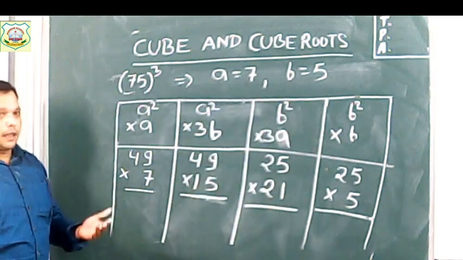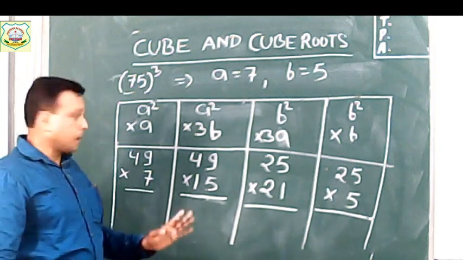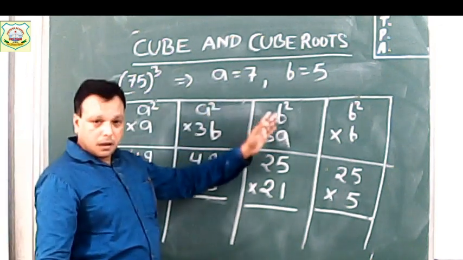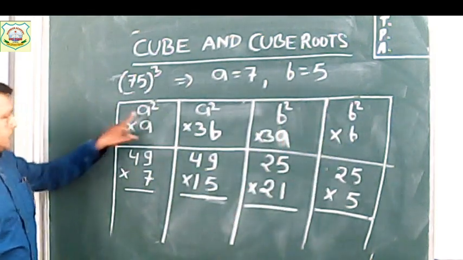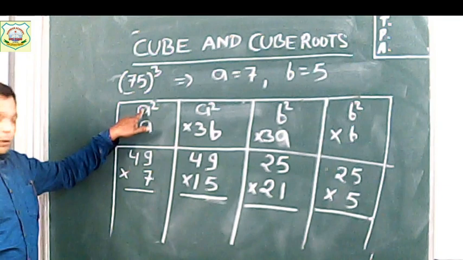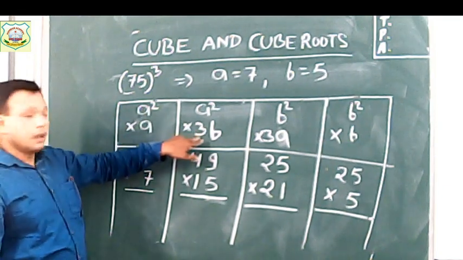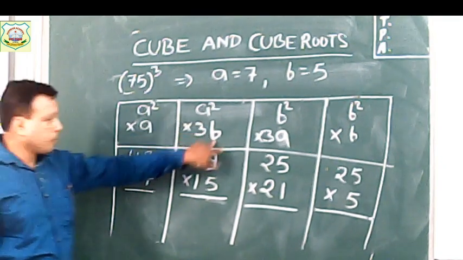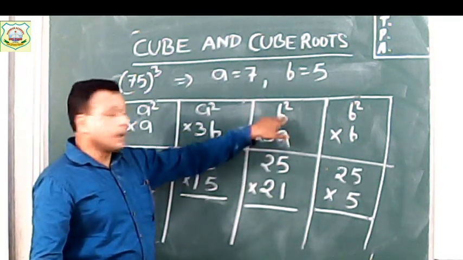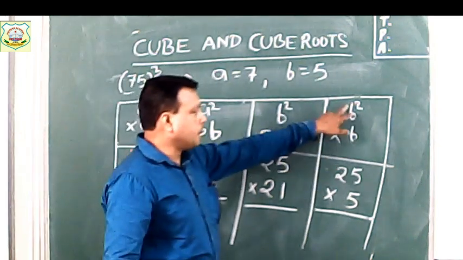What we have got: a plus b whole cube finally is a cube plus 3a square b plus 3ab square and b cube. How have we arranged? a cube, a square multiply b, that is the same as a cube. 3ab: a square and 3b we have written. 3ab square, that means b square and 3a. Similarly b cube is b square into b.